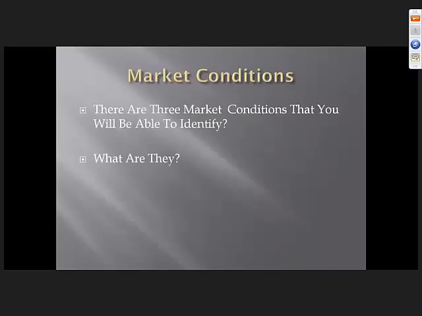All right, get out a piece of paper. I've got a couple of questions for you. Number 1 to 3: there are 3 market conditions that you should be able to identify, and you should know what they are. What are they? Write them down. I'll give you 30 seconds. Go. All right, time. Okay, what are they? Anybody? Okay, here are the answers.